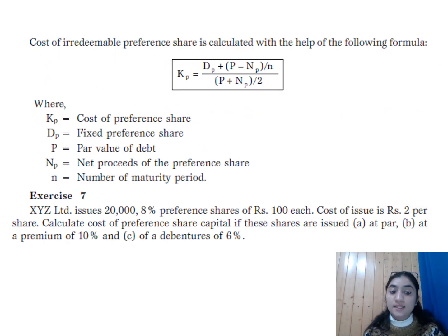So here you can see in an example, the formula is given here. There is a condition given that XYZ Limited Company issues 20,000 preference shares at 8 percent, of rupees 100 each. The cost of issue is rupees 2 per share. So the cost is given, the price is given, and the number of shares are given. So we have to find out the cost of preference share, KP, at par when it is issued at face value, at premium, and at discount.